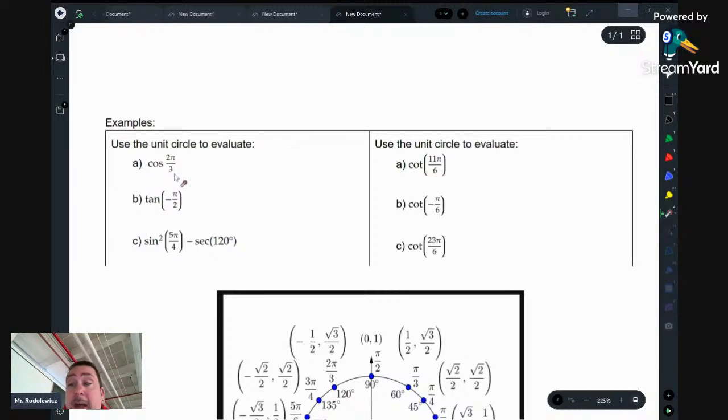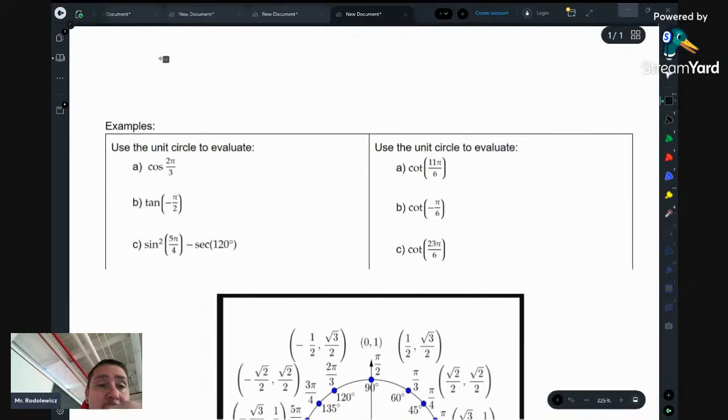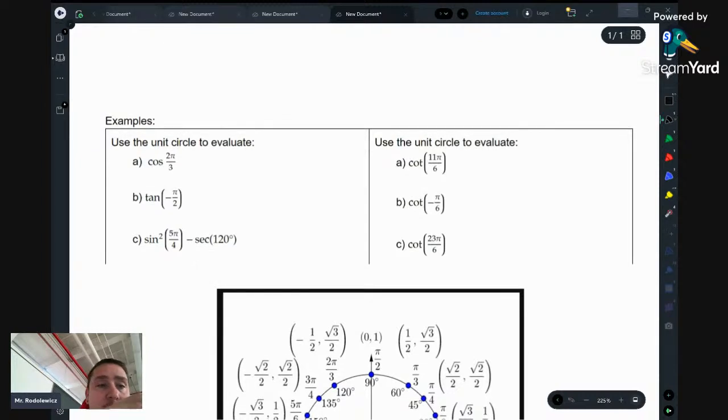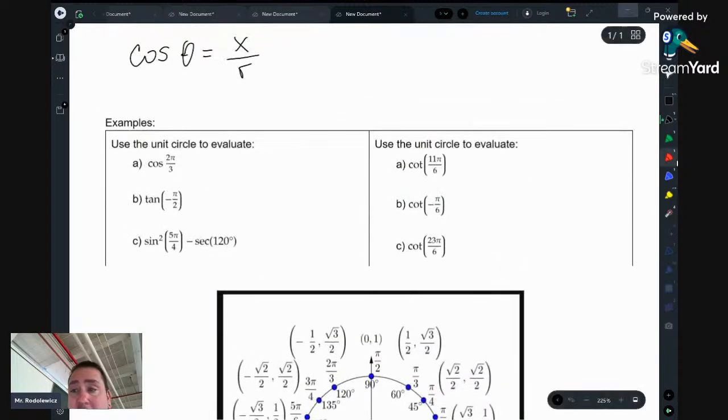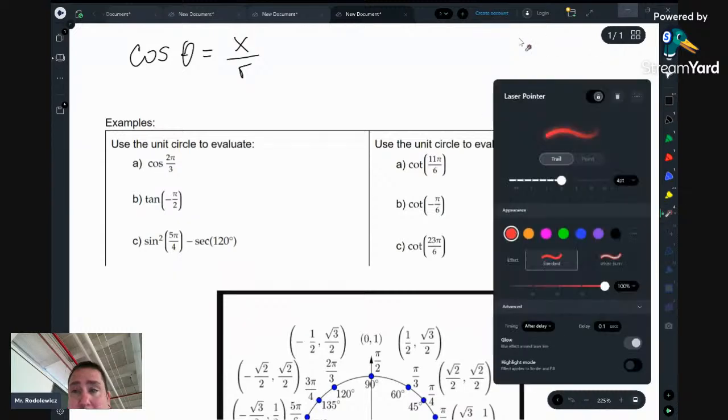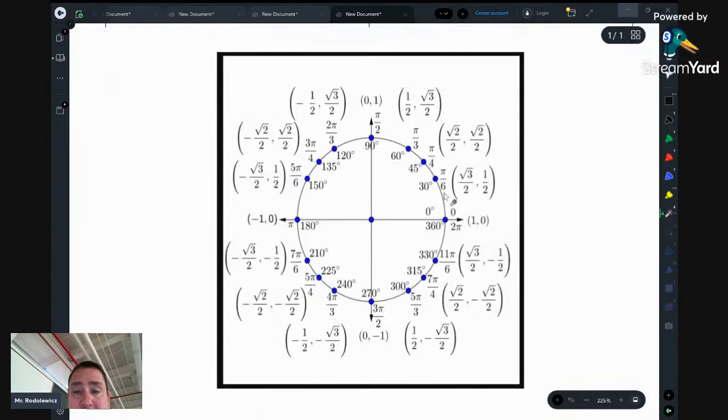Well, we need to remember that cosine is a ratio of x over r. And we have this awesome unit circle underneath here. So here's the other awesome part of this unit circle, 2 pi over 3. With practice, you'll know exactly where to look with this really quick. But, well, here's 1 pi over 3, which is a 60-degree angle. So 2 of them must be the 120 angle.